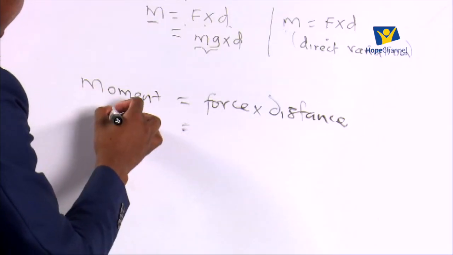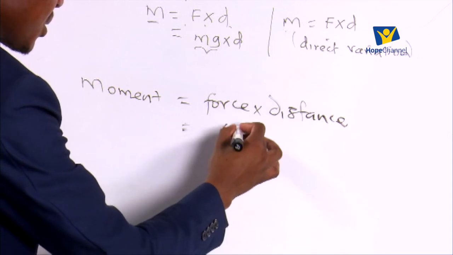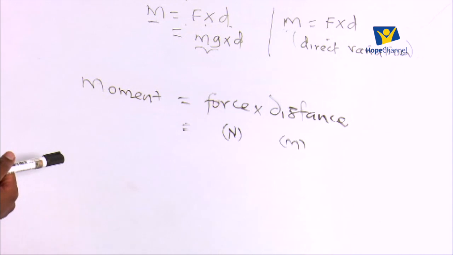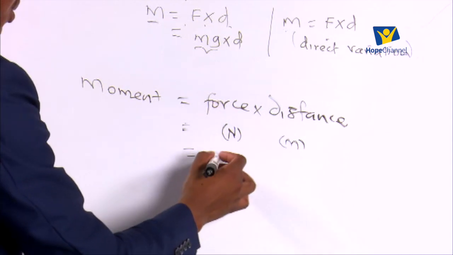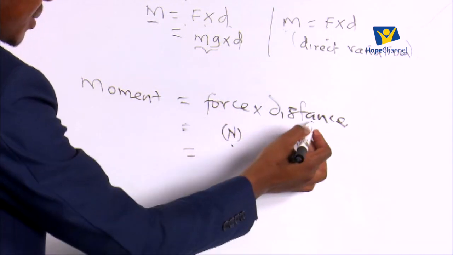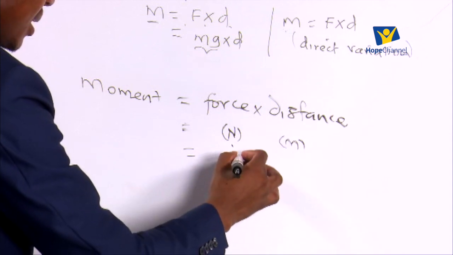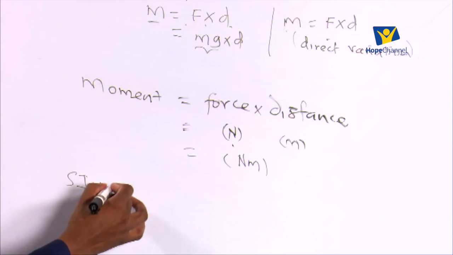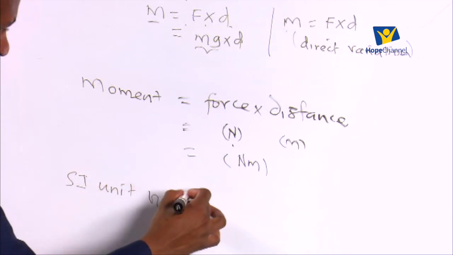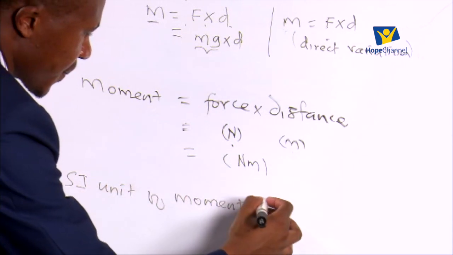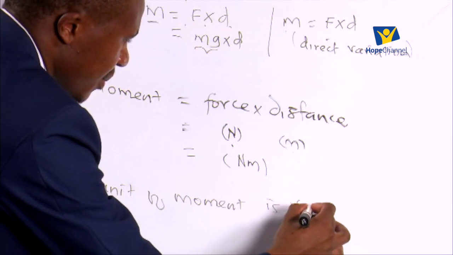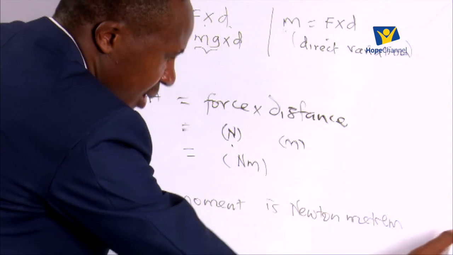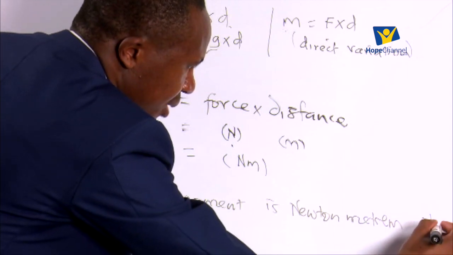The force is measured in newtons and the distance is measured in meters. So when we take the product of the two, it leads us to force in newtons times distance in meters. Then the units will be Newton meters. That means the SI unit of the moment of a force is a Newton meter. In symbols, it's written as capital N, small m.